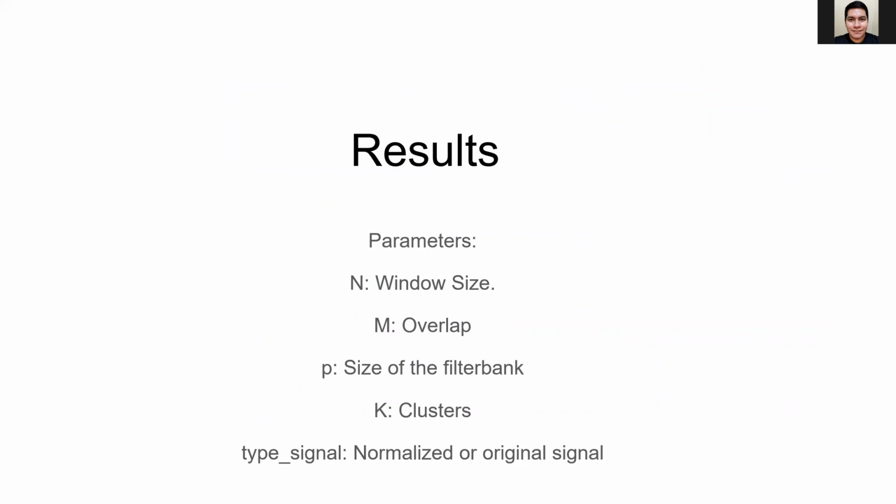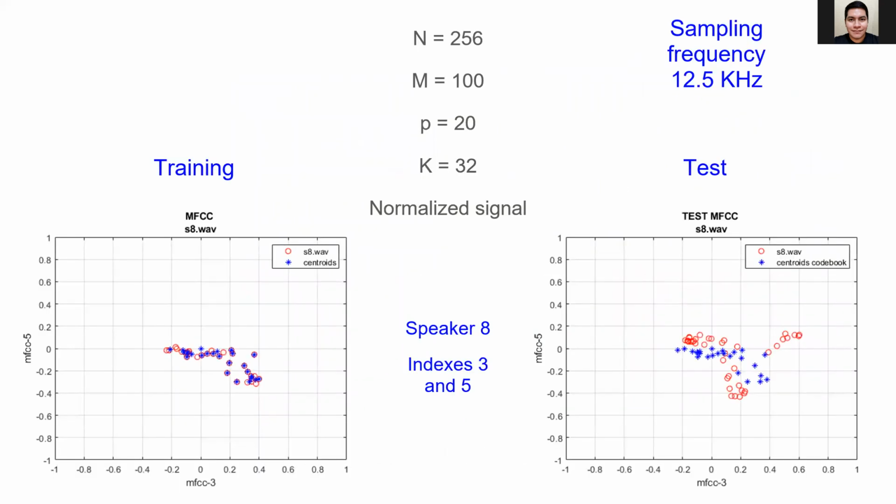Next, we are going to talk about the results. For the results, we varied some parameters like the window size, the overlap, the size of the filter bank, the number of clusters, and the signal employed to train our codebooks. In this slide, we see the results obtained by setting the window size to 256 samples, the overlap to 100 samples, the length of the filter bank to 20, and 32 clusters.